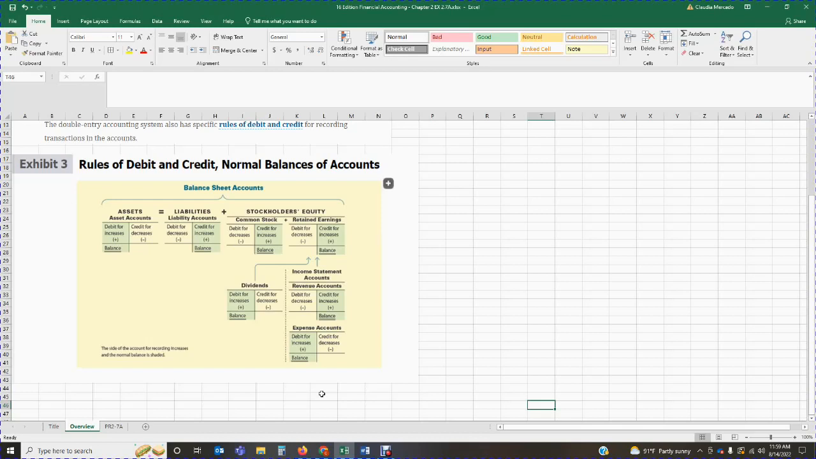That way you understand why is she debiting? Why is she crediting? This is going to tell you that. And then with time, as you use it, you will learn it by heart. This is something that you do need to know. It is going to make the rest of the semester much easier if you learn the rules of debits and credits and the normal balances of each account.